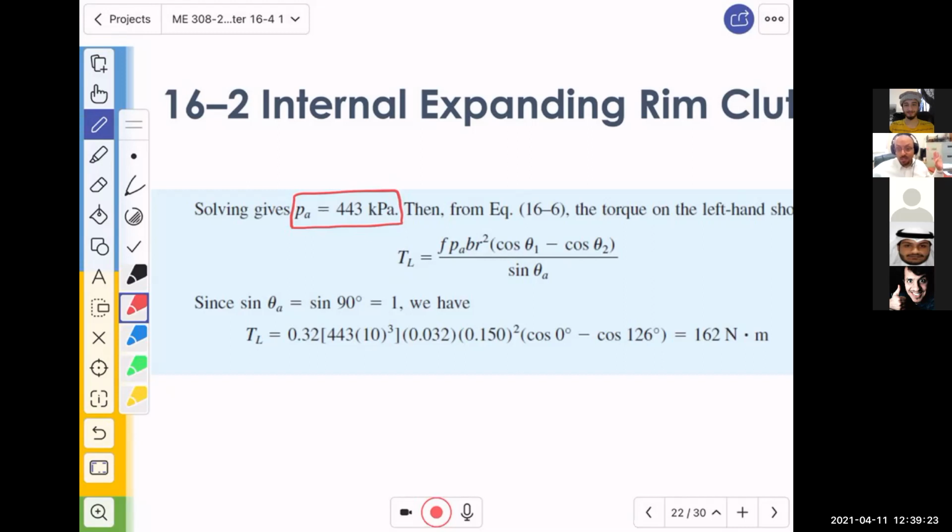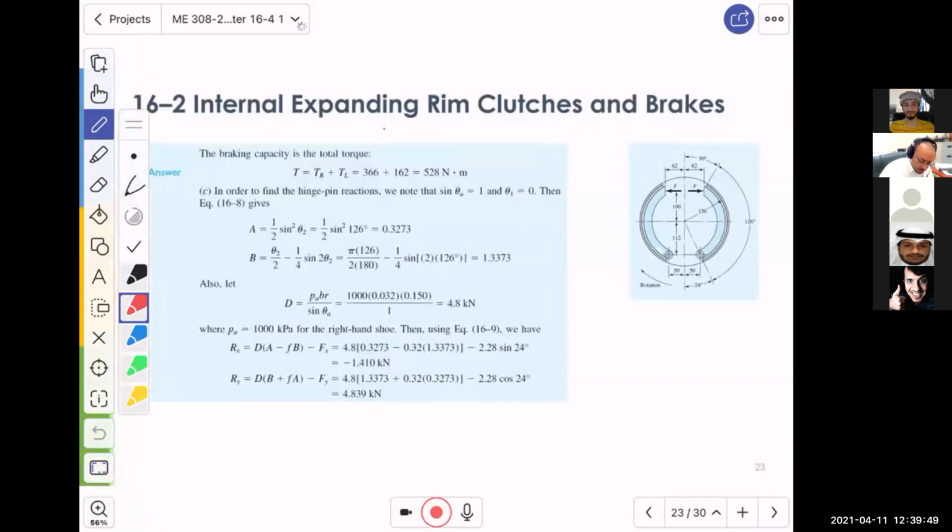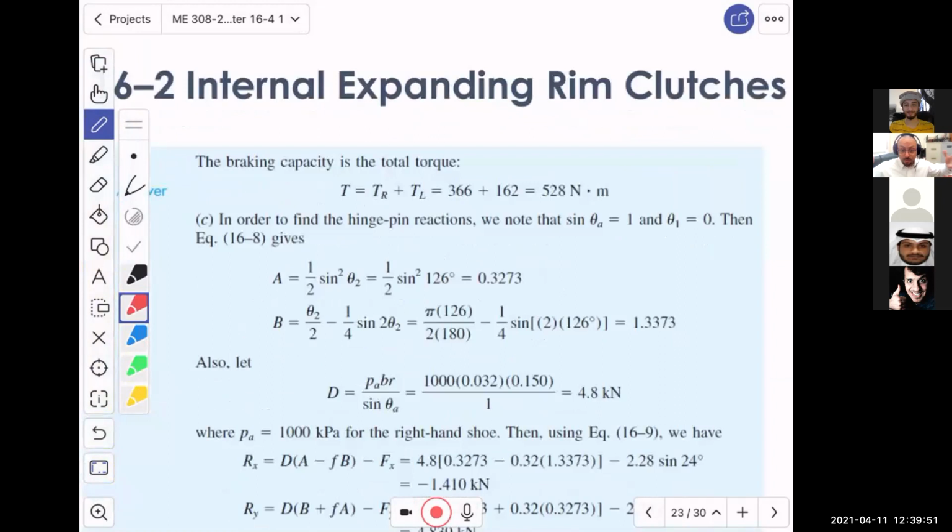So now we determine the pressure of the left shoe. If we determine the pressure of the left shoe, we can find its torque. Exactly the same equation, but we substitute the pressure as 443. And what do we get? We get the torque. You see, the only difference here is this. So how much did we get? We get 162 newton meter. The capacity of the brake, the total torque capacity, is the sum of both, which is 528.